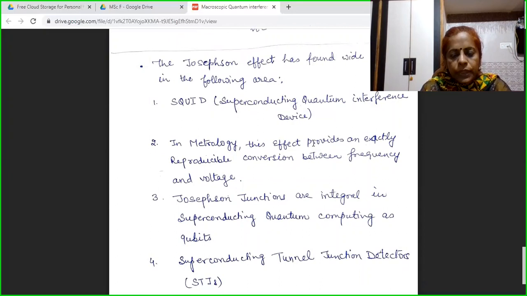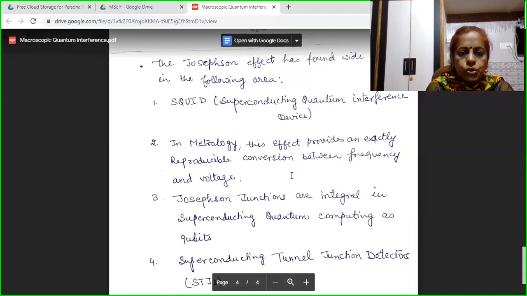Another application is that Josephson junctions are integral in superconducting quantum computing as qubits. This is the most important application of superconductors when they are used in the form of Josephson effect. They are also used in superconducting tunnel junction detectors, which are also termed as STJ. So, students, this Josephson effect is very important in superconductivity.